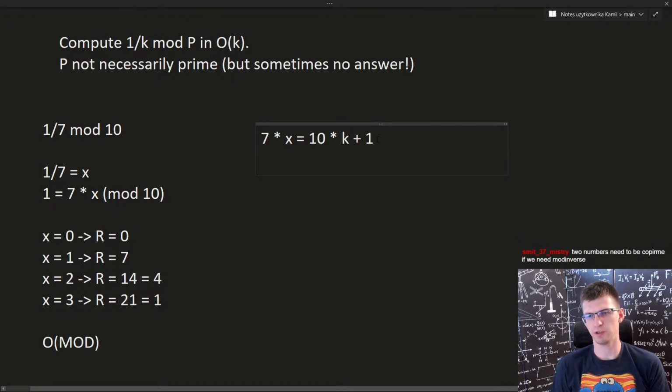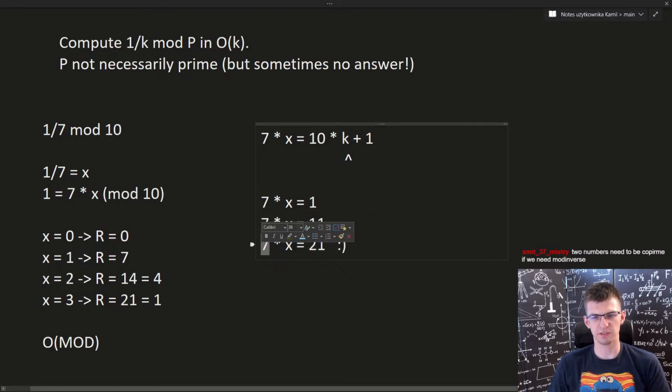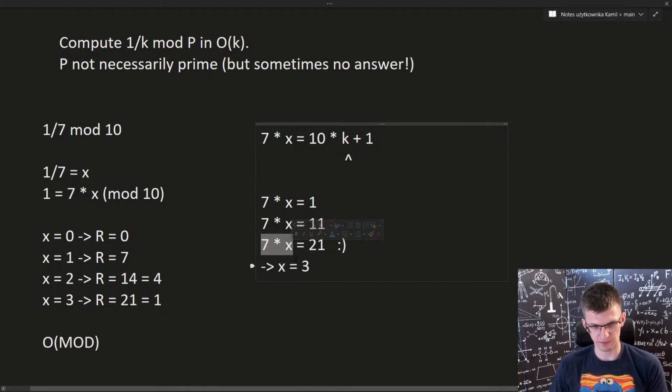So instead we iterate over this. We consider that maybe 7 times x is equal to exactly 1, maybe it's equal to exactly 11, maybe it's equal to exactly 21. And here, bingo, it works, because 21 is indeed divisible by 7. Here we just work with long longs. There is no modulo here. We want to get an exact equation without modulo. Because of this, we figure out that x is equal to 3. And indeed, with x equal to 3, 7 times 3 is equal to 1 modulo 10.